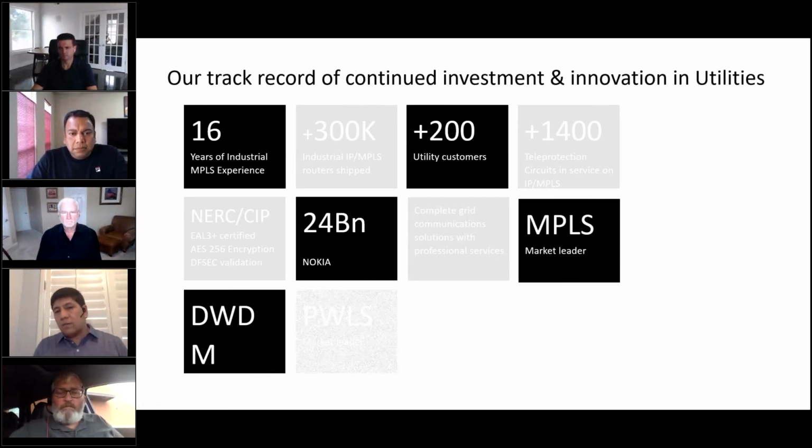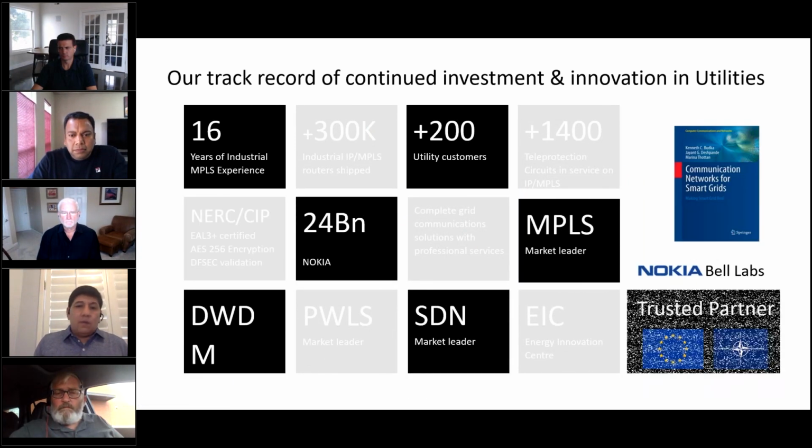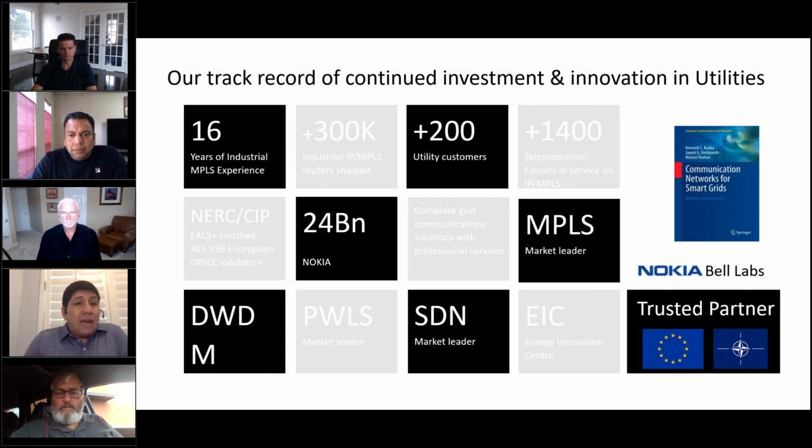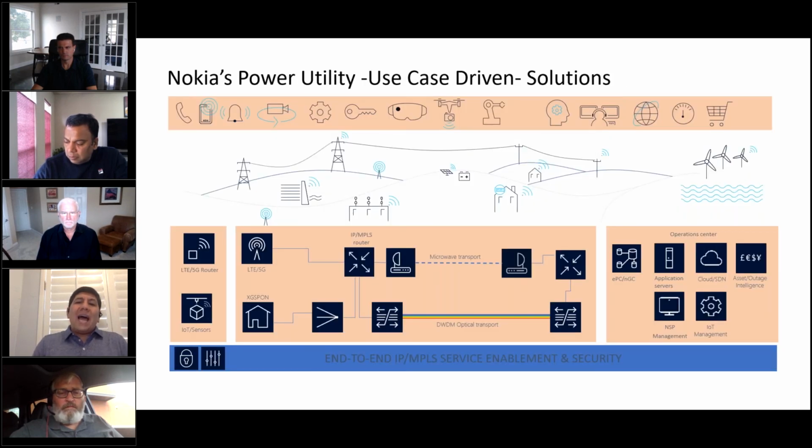We have a track record of supporting utilities for many years, and like I mentioned, Nokia Bell Labs is behind the scenes doing a lot of the research on the newer technologies. So this is just a quick glimpse of what we've done and what we have in industry supporting utilities. And the last slide shows some of the use cases that we have tested.